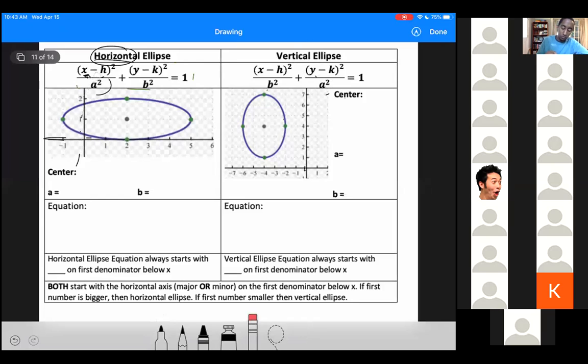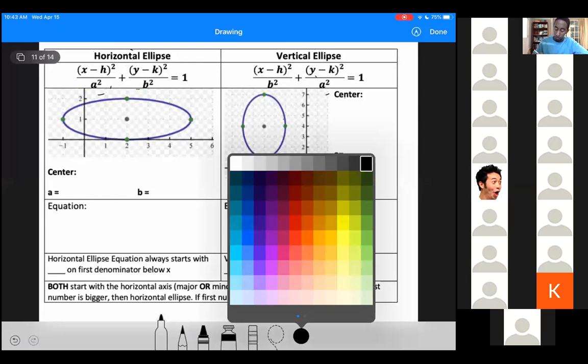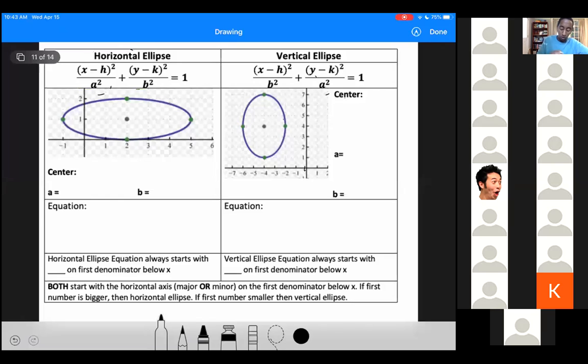Okay, so horizontal ellipse, A under the X. Vertical ellipse, A under the Y. So all we really need again, like I said, is the center, the A and the B. So the center is 2, 1. The A is 3, and the B is 1. So if you have that information, then you can write the equation.